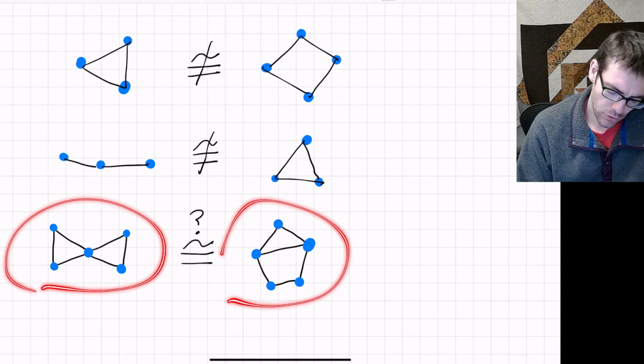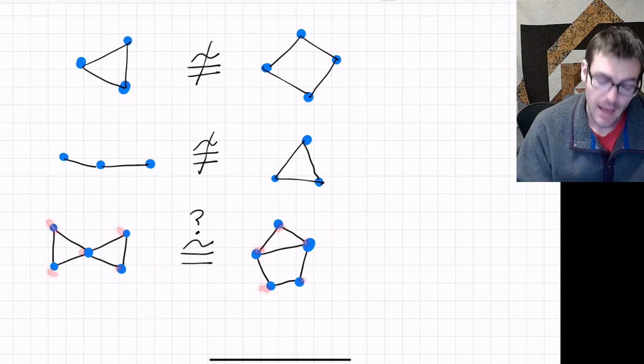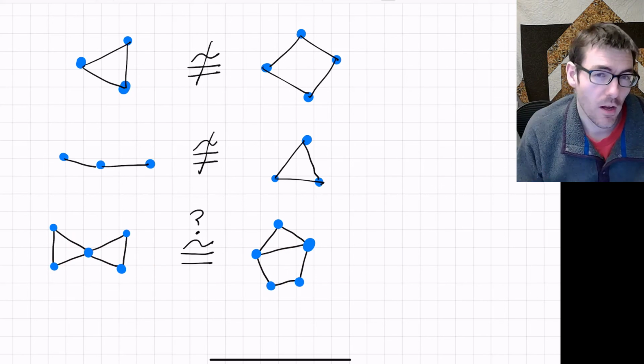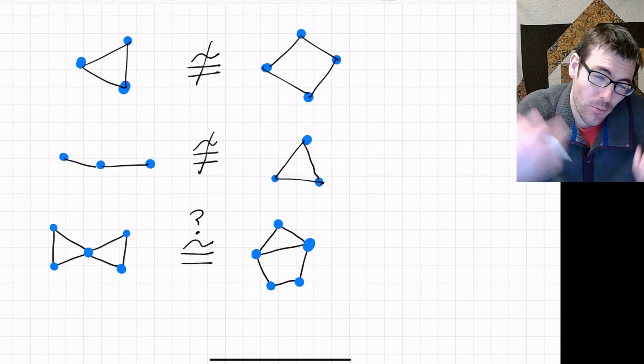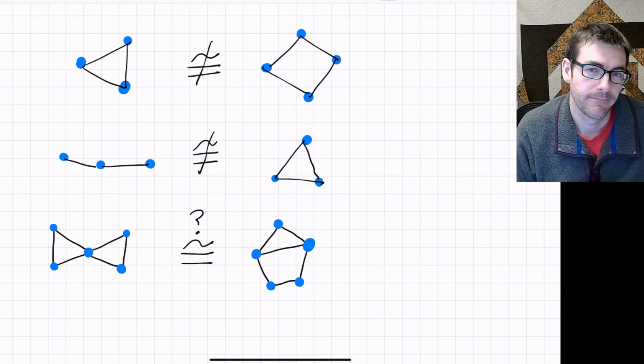However, let's take a look at these two graphs. We have 5 vertices on each side, and we have 6 edges on each side. Go ahead and pause this video and see if you can work out if these two graphs are isomorphic, and if not, why aren't they isomorphic? Is there any fundamental property that you can pick out that makes these two different?